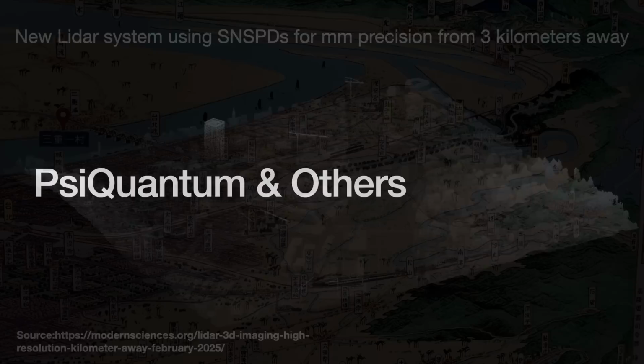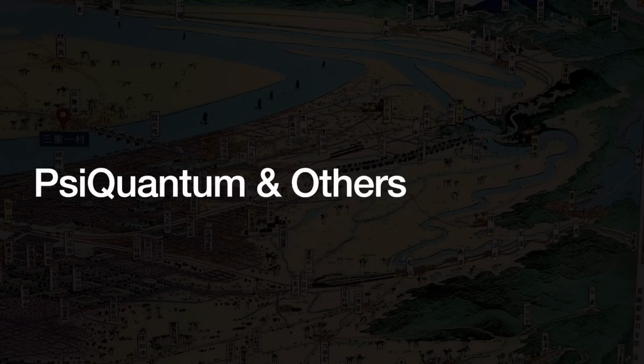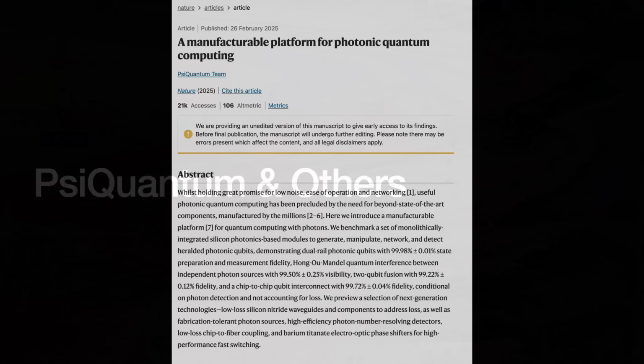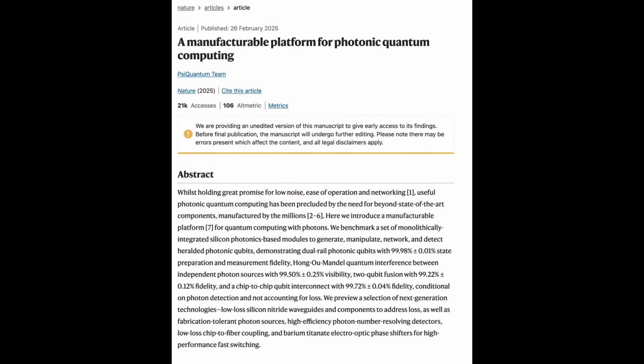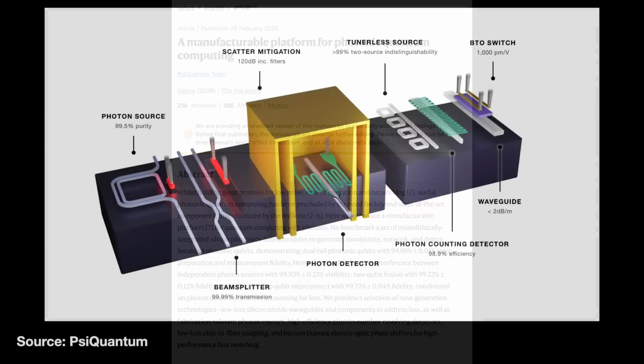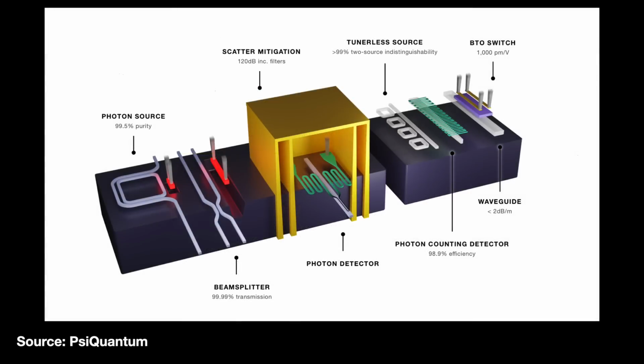PsiQuantum was founded in 2015 and has been quietly pursuing the photonic quantum computer for nearly a decade. They recently published a paper in Nature discussing a new manufacturable platform for quantum, Omega. The platform uses commercial silicon photonics processes from GlobalFoundries to do all the things we talked about in this video: generate identical single photons, fuse them, move them around, run calculations, and detect them with minimal photon loss.